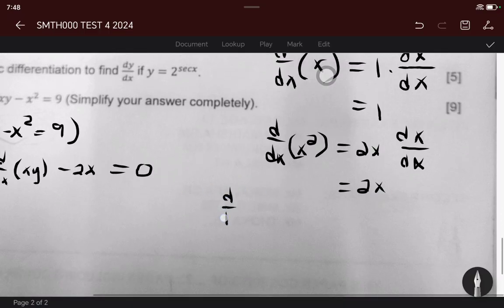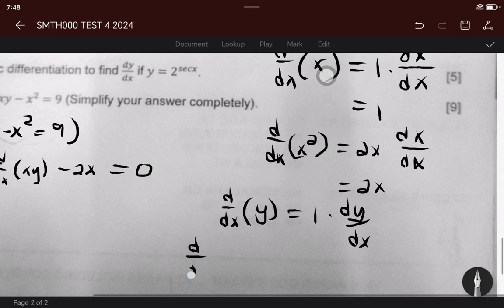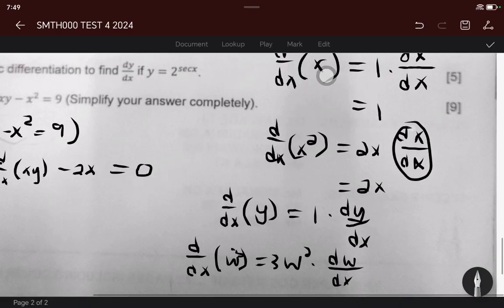But now it's a different story when I'm deriving y. When I derive y, I get 1, but I'm deriving y with respect to x. So that's where the implicit differentiation comes in. If I'm deriving w, let's say w cubed, I'm going to get 3w squared, but I'm deriving w with respect to x. So these two won't cancel out. It's only these that cancel out.